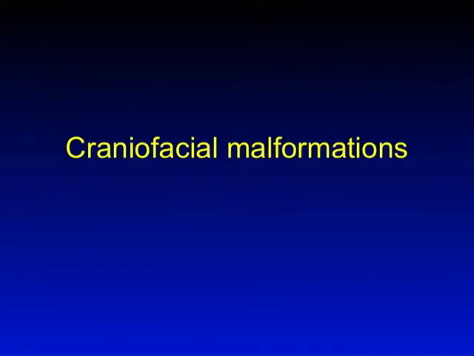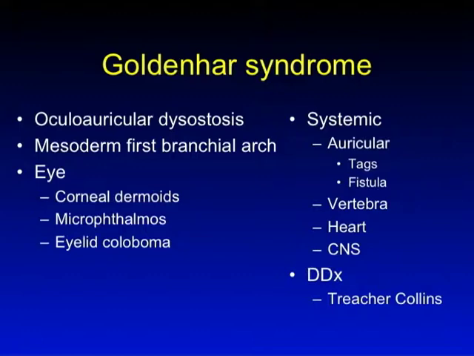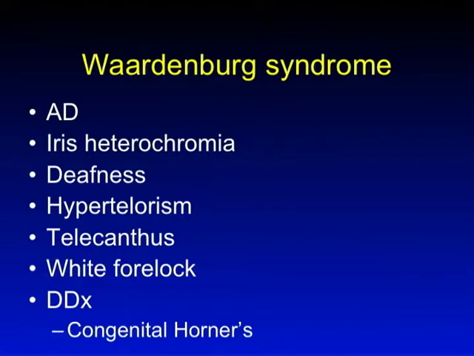Craniofacial malformations. Goldenhar is characterized by eyelid colobomas, preauricular tags, limbal dermoids, and ocular motility abnormalities. Waardenburg syndrome. Most important is this: iris heterochromia, deafness, and white forelock. They can have other manifestations such as skeletal, but just remember this one: iris heterochromia and deafness.